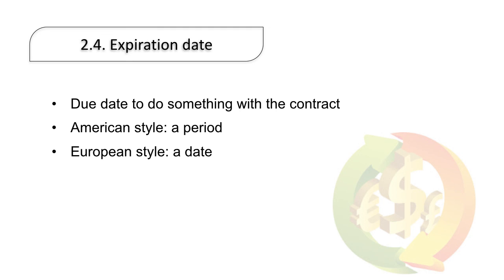The next term we discuss is expiration date. The expiration date of an option contract is the effective duration of the contract. Beyond this date, the contract will expire. That means the holder could not do anything about the contract after this date. In American style option, it's a period of time, from the contract signed date to the contract due date. Whereas, in European style, it's a specific date written in the contract.